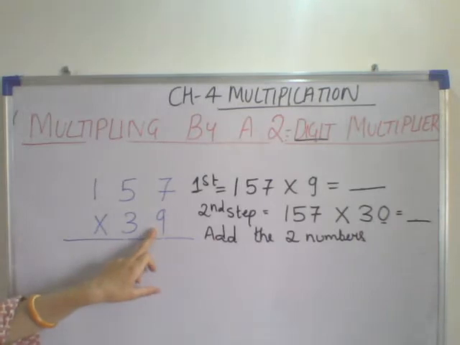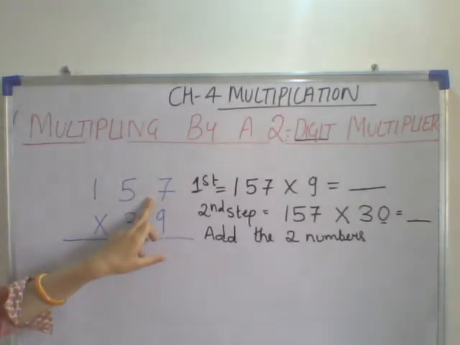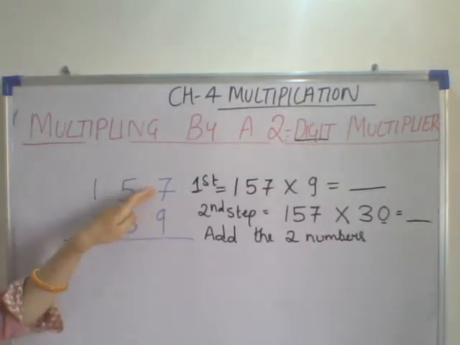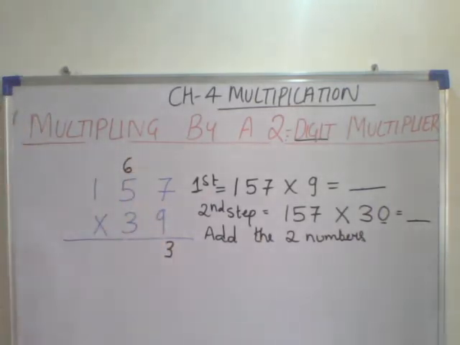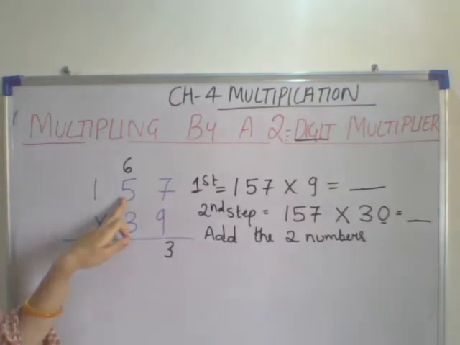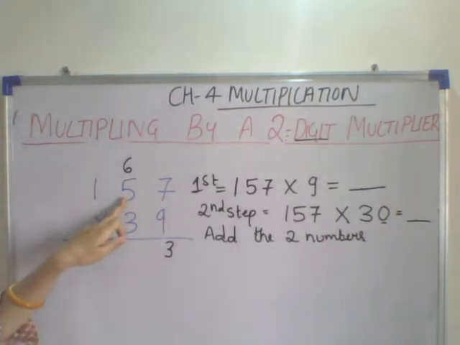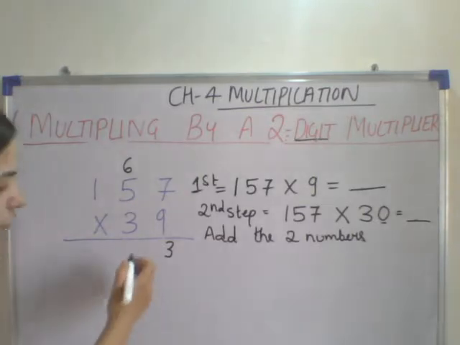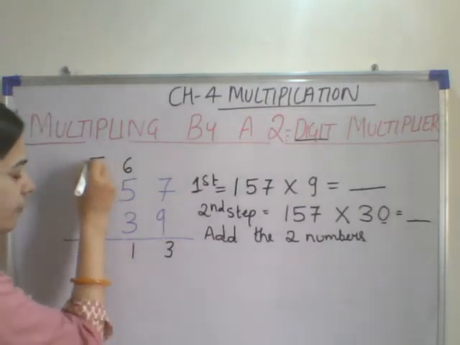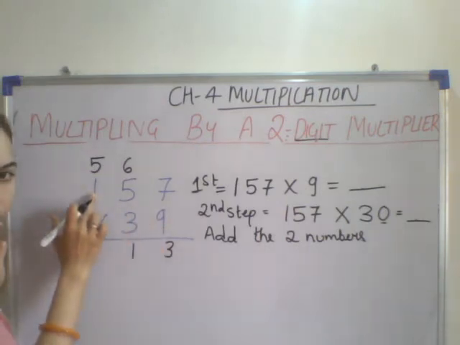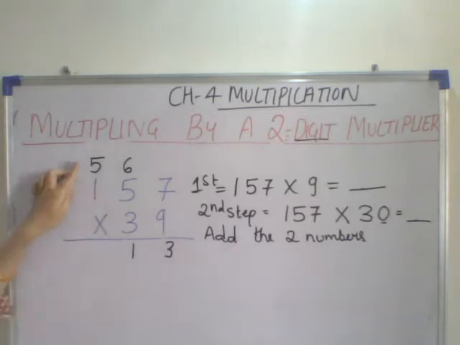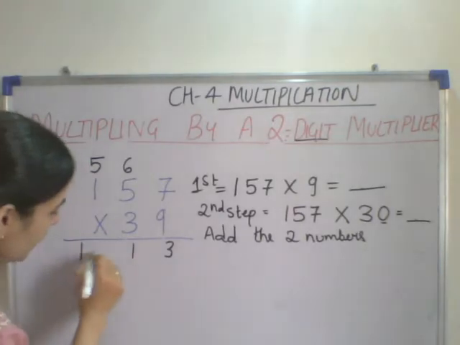First is 9. So 9 multiplied by 7. If you multiply 9 with 7, 9 sevens are 63. 3 I am writing here. 6 will move to the carry. Now 9 fives are 45, and 45 plus 6 is equal to 51. So 1 I am writing here, and 5 will move to the carry. 9 multiplied by 1 is 9, and 9 plus 5 is equal to 14.